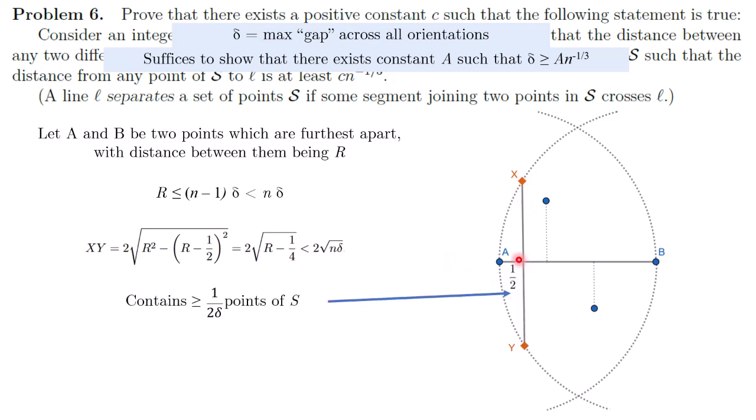Now, if you look at all the projections of the points in S, the gaps between them are less than or equal to delta, and this whole length here is a half. It must be the case that there are at least a half divided by delta number of points inside this area. And as I said, all these points are inside here, they are squished close to each other horizontally.